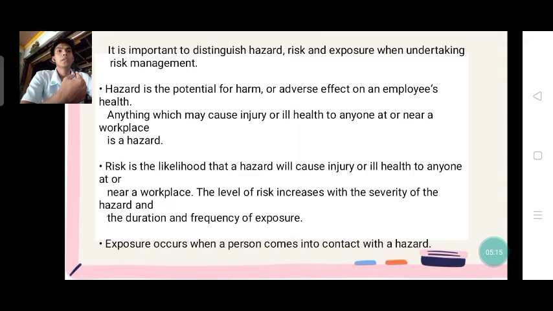First, hazard is a potential for harm or adverse effect on an employee's health. Anything which may cause injury or ill health to anyone at or near a workplace is a hazard. Risk is the likelihood that a hazard will cause injury or ill health to anyone at or near the workplace. The level of risk increases with the severity of hazard and the duration and frequency of exposure. Then exposure occurs when a person comes into contact with a hazard.